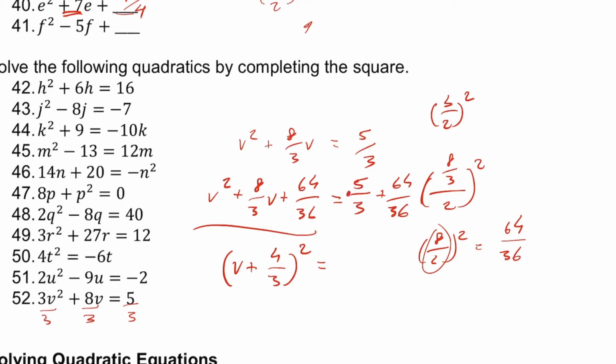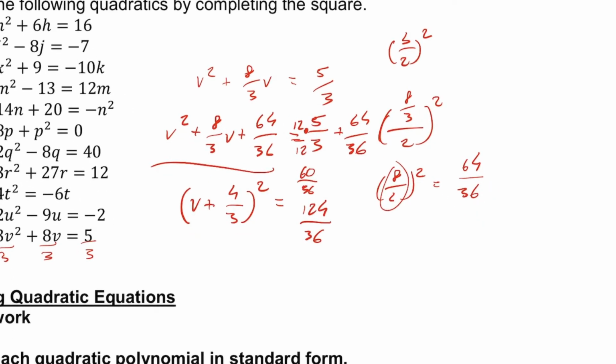We can convert this 5/3. We can get a common denominator by multiplying by 12 over 12. So that'll be 60 over 36. And plus 64 over 36 will be 124 over 36.